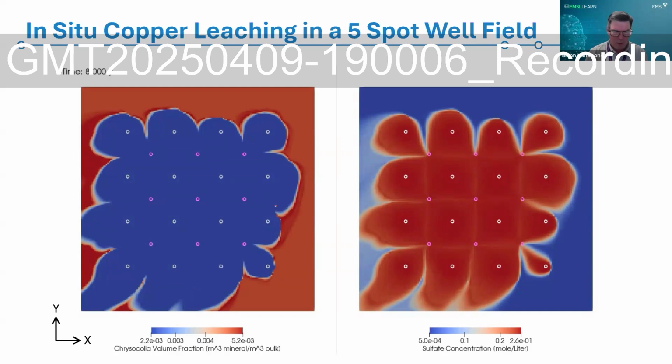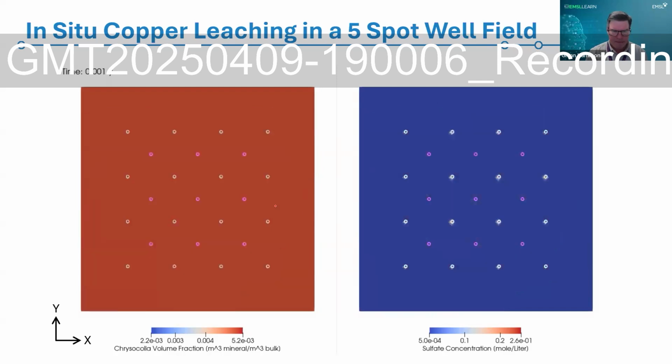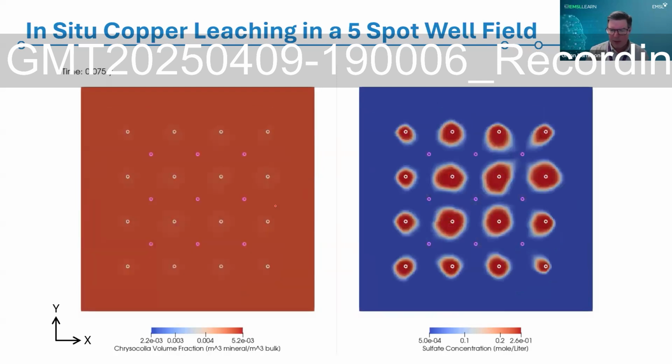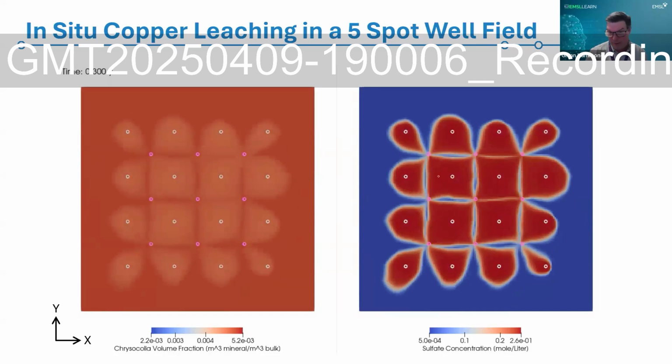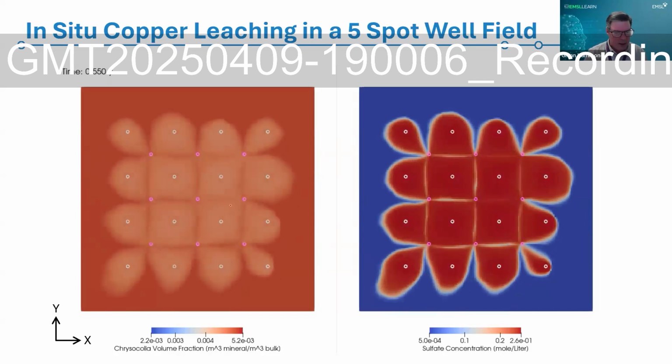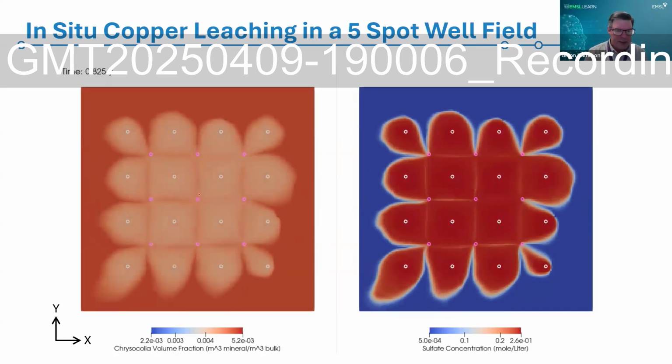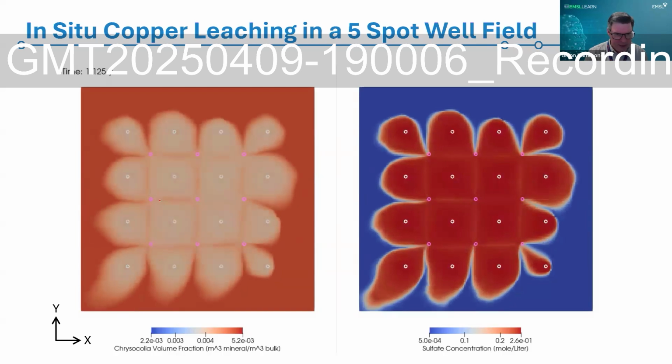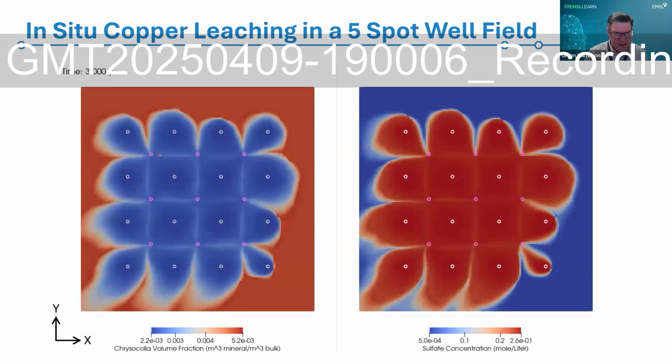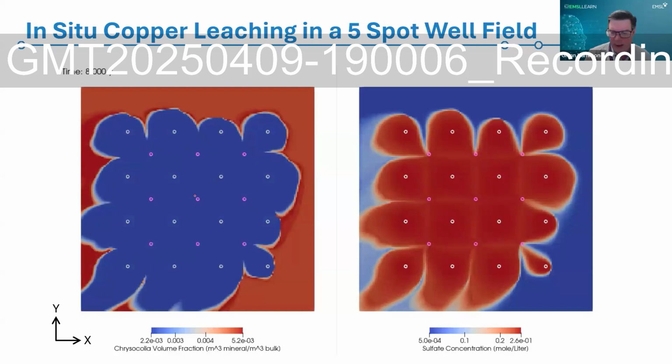Okay, let me run that one more time. Sulfate's being injected, or the sulfuric acid is being injected, and the chrysocolla is being dissolved. You'll notice in between these production wells, there's a section where the chrysocolla is not being dissolved as quickly. And that there is where optimization schemes could be used on the pumping scenario to improve the extraction over time.